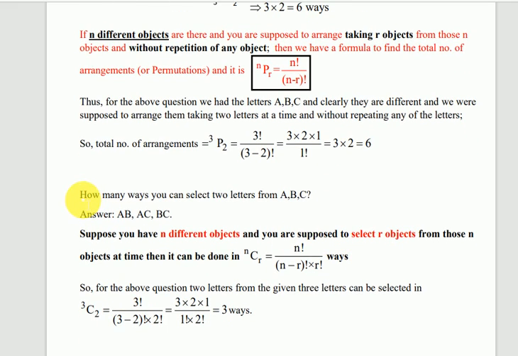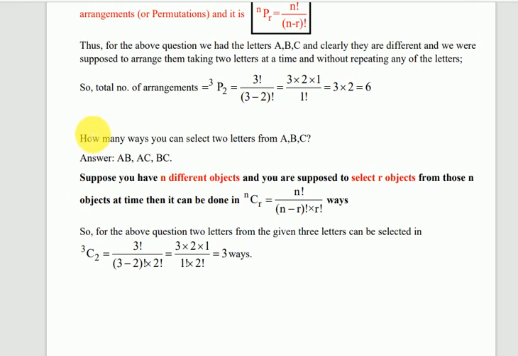So try to understand by this question. The question says, how many ways can you select two letters from A, B, C? From these given three letters A, B, C, how can you select two letters at a time? If you are asked to select only two letters at a time, what are the total possible selections that you can make? The answer will be AB, AC or BC.